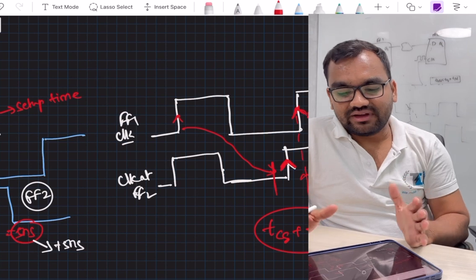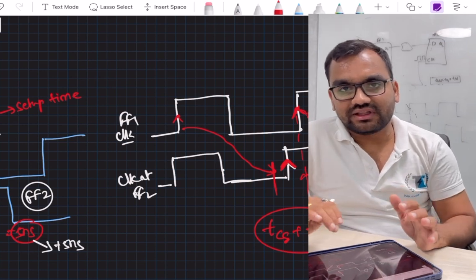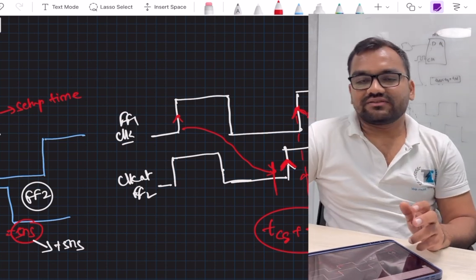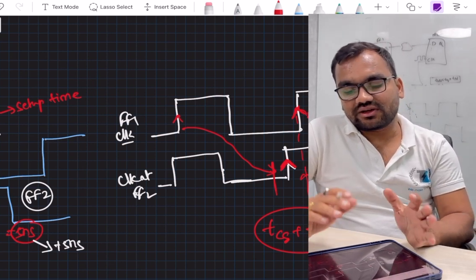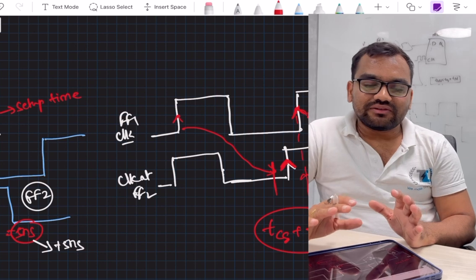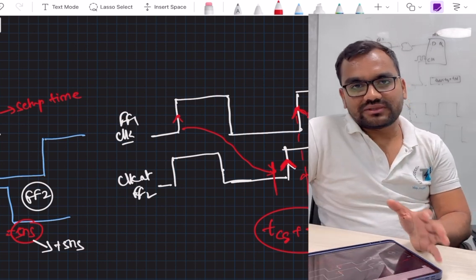So having the proper skew, or no delay between the clocks, is highly advisable. That's why synthesis tools do a lot of optimization for this clock, setting up a clock which will reach all the flops at the same time.